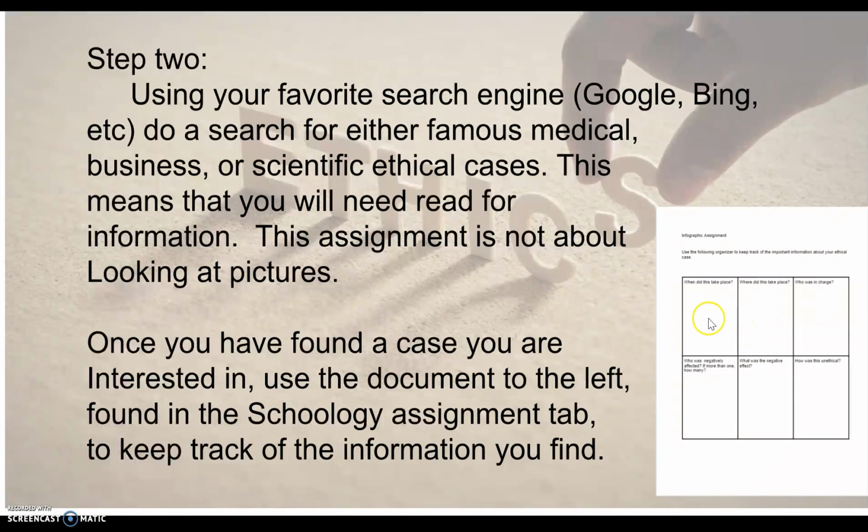So what you're going to add here is we're going to find when did it take place, where did this ethical issue take place. We're going to find out who was in charge. Was it a doctor? Was it a business? Was it one particular person? We're going to find out who was negatively affected. If more than one, how many people? What was the negative effect of this ethical practice? And then how was it unethical?